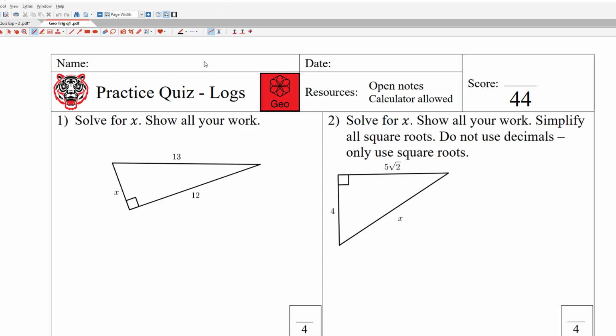This is geometry practice quiz for our logarithms unit. Let's jump in. So in number one, we're going to solve for x. I see a right triangle.